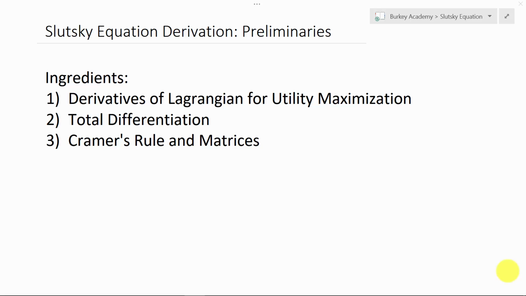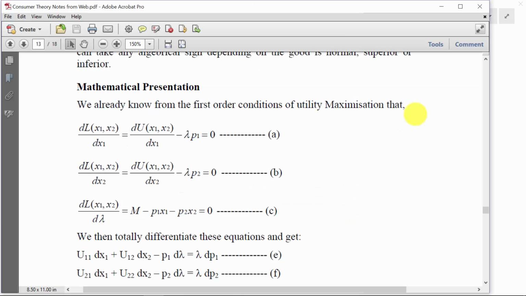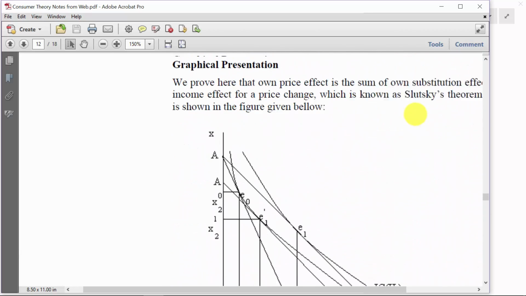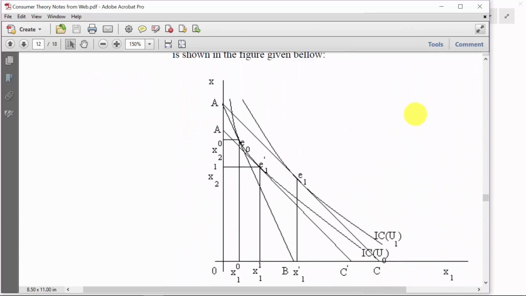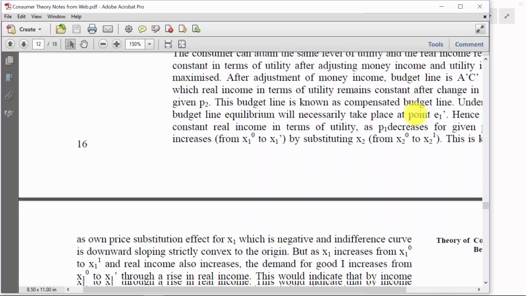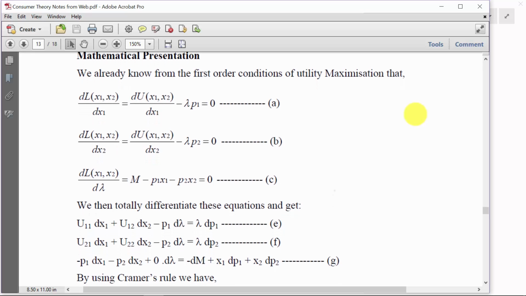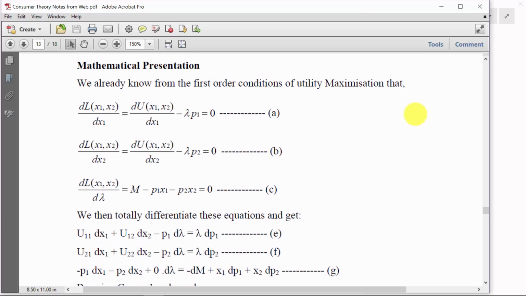Heaven help us all. One of my viewers here at Berkey Academy asked me a big favor. He was going through a derivation from some notes that he found online about how to derive the Slutsky equation and couldn't follow all the steps. Let me just show you that document here real quickly. It goes through a little graphical representation of the Slutsky equation idea, and then down here it starts a mathematical derivation.